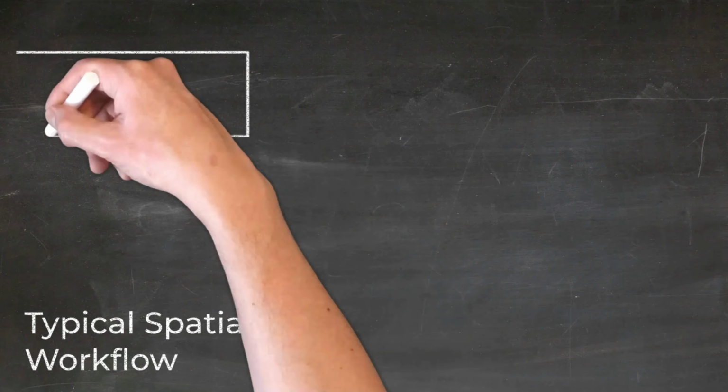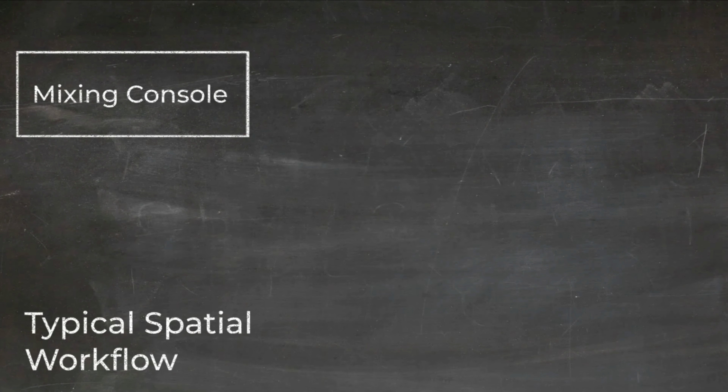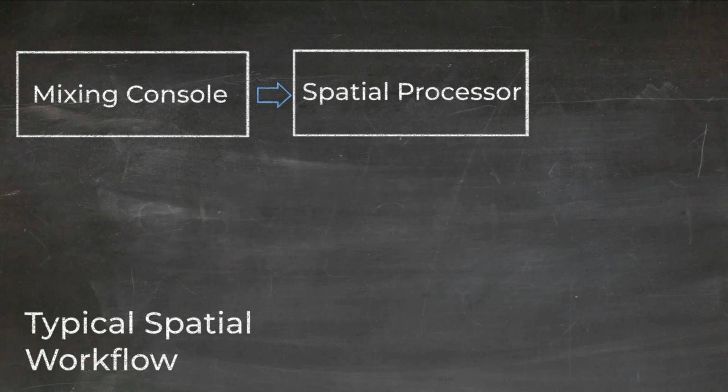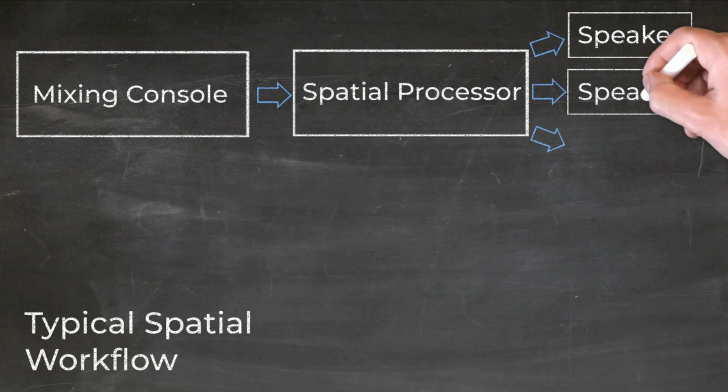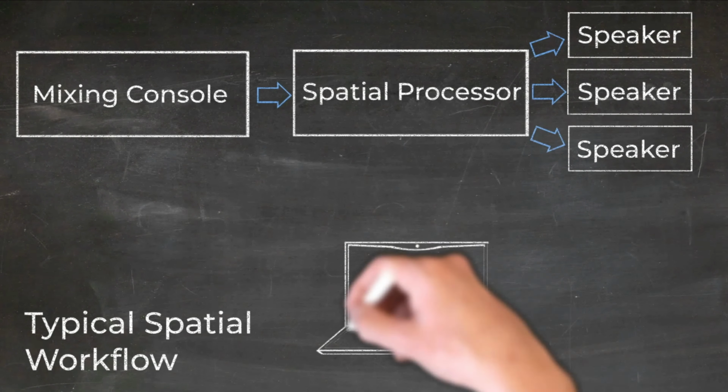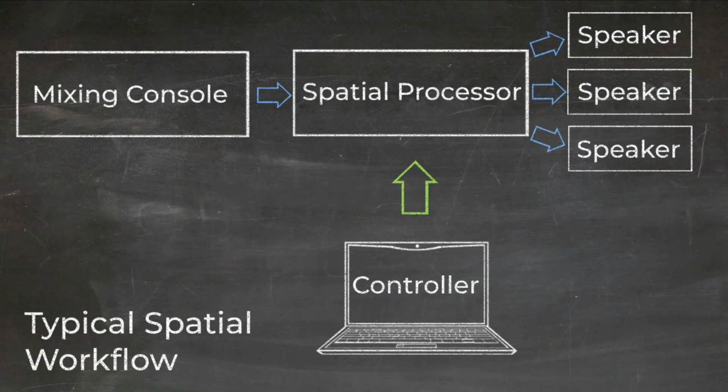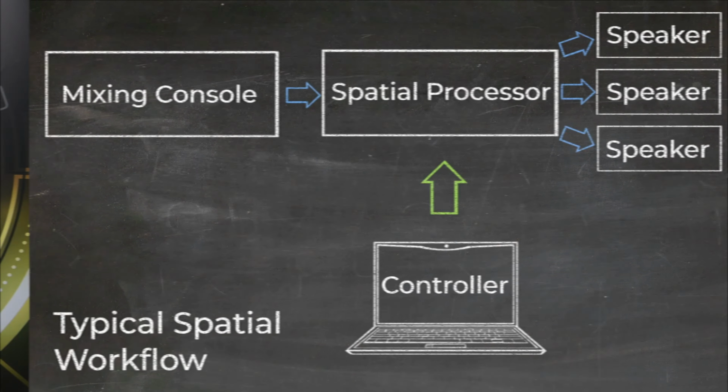You start with the mixing console you're using to mix your show. From here, you output stems or post-fade direct outputs into a dedicated spatial processor. The processor uses its bespoke algorithm to render your inputs onto some outputs, which you send to loudspeakers. You need some kind of controller, which is software you use to position your spatial objects on a panner, and this will typically reside on a dedicated computer.